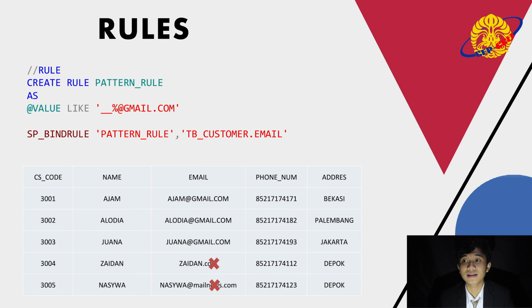Rule. The rule is defined by the text body property, which is a text string that contains a condition expression that uses an operator or predicate, such as in, like, or between. I use the rule pattern. So when inputting data into the table in the email column, I have to use the email at gmail.com, otherwise the insert will not be executed when it is run.